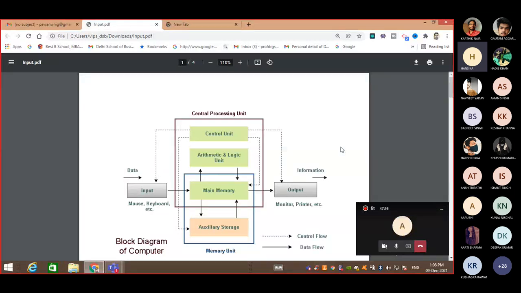Okay, let's give you some questions. Write down some questions. One is, what is the difference between CU and CPU? Very first question. What is the difference between CPU and CU? One question.